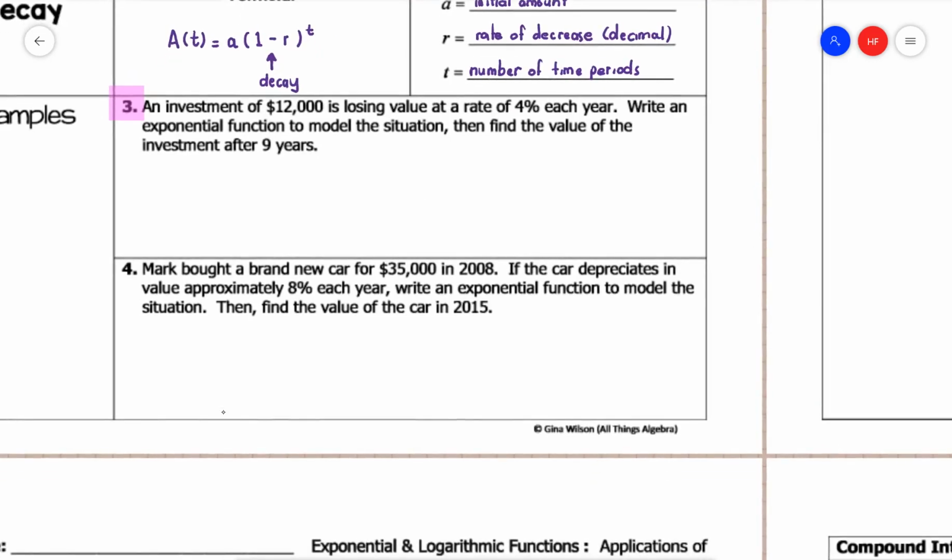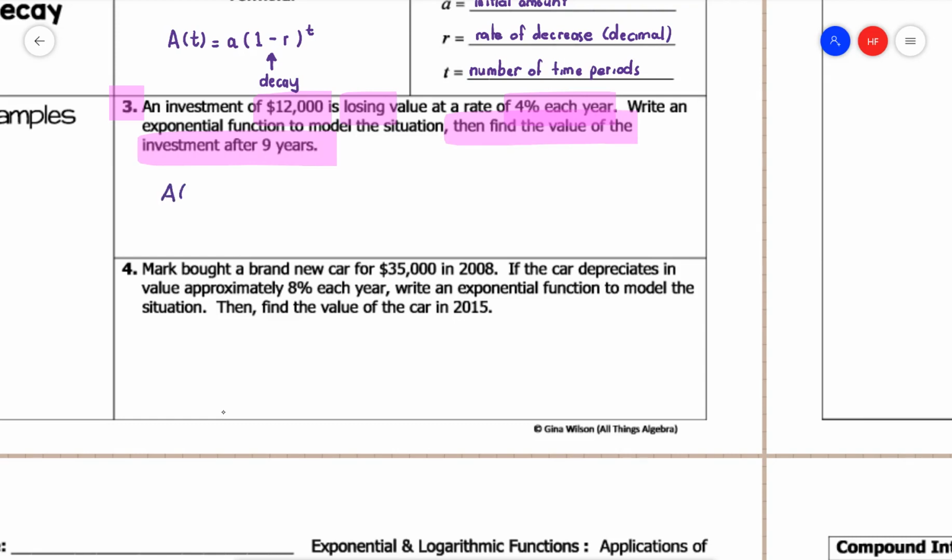On number 3, we've got an investment of $12,000, losing value at a rate of 4% each year. So first we want to write the exponential model, and then we'll find the value after 9 years.